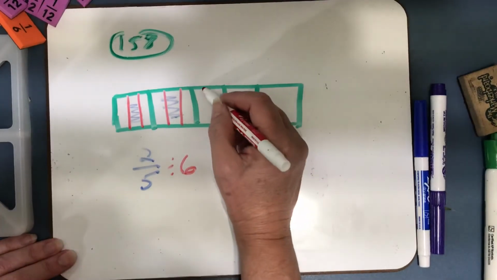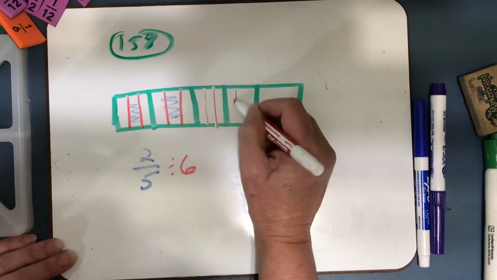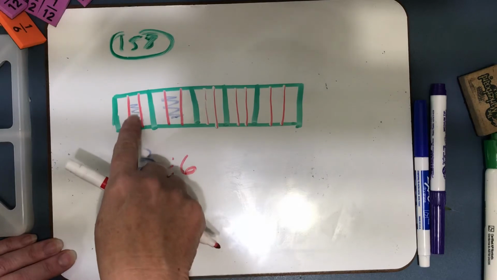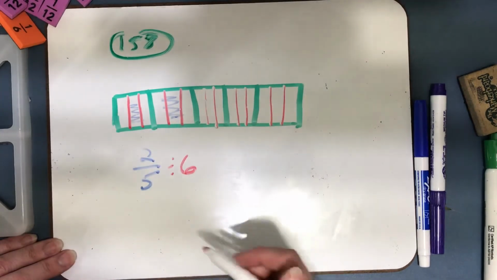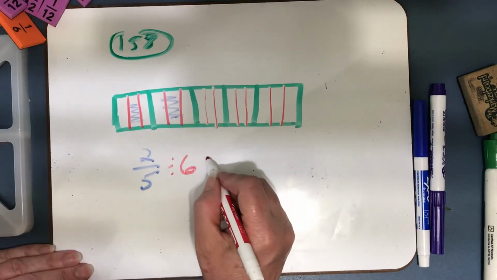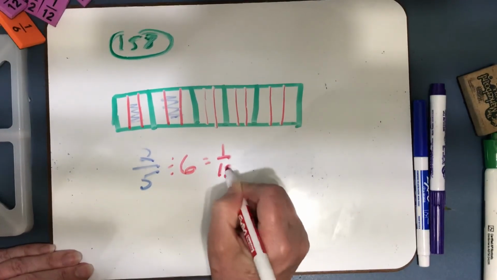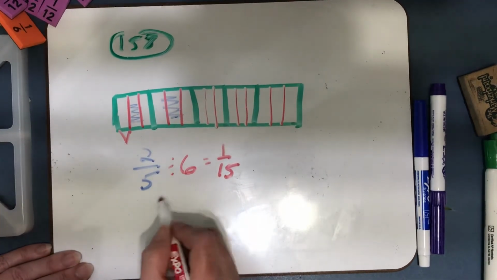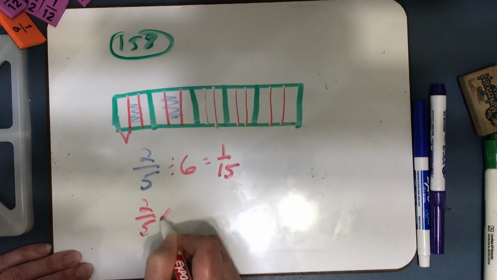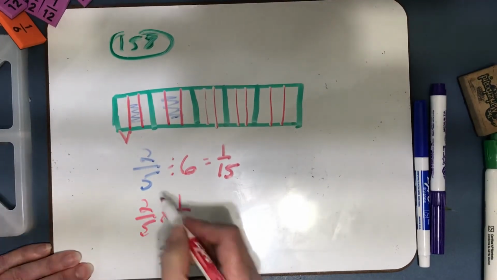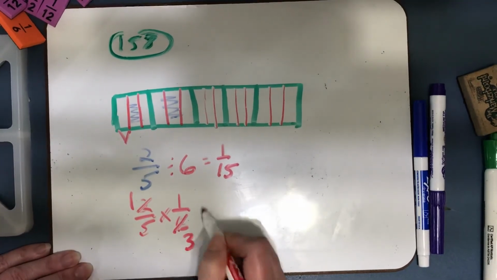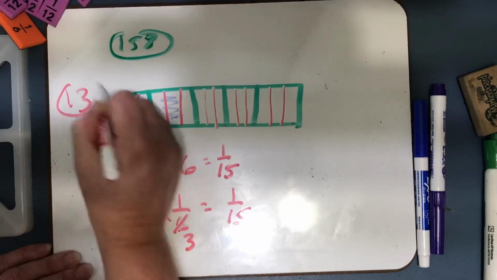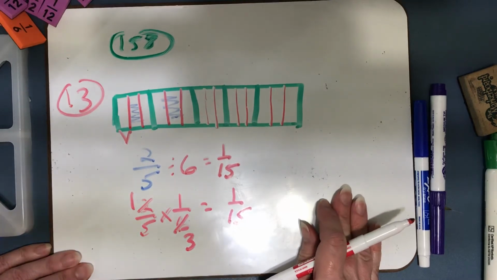So I would have to divide all my other sections of this bar into the same number of pieces, and I can see that I have 3, 6, 9, 12, and 15. So 2/5 divided by 6 equals 1/15, because each section is 1/15 of the whole. And I can check that by multiplying by the reciprocal of my divisor. 2/5 times 1/6. And I can simplify. 2 divided by 2 is 1. 6 divided by 2 is 3. And I get 1/15. So number 13 is a model for 2/5 divided by 6 equals 1/15.